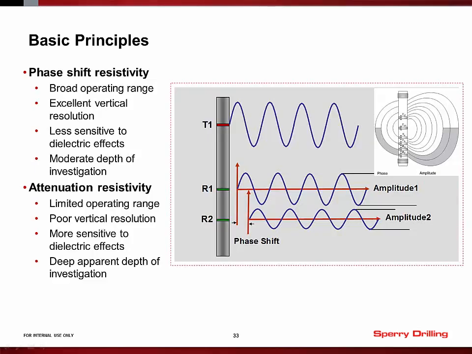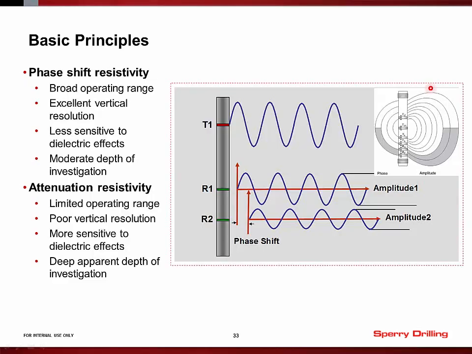It also tends to have a somewhat better vertical resolution in terms of how well it can distinguish between thin beds. There are one or two other benefits to do with dielectric sensitivities in the formation. Besides resistivity, there are also dielectric properties of the formation which interfere with the measurements, and the phase shift measurement is less sensitive to those than the attenuation. On the other hand, the phase shift resistivity doesn't have as great a depth of investigation.